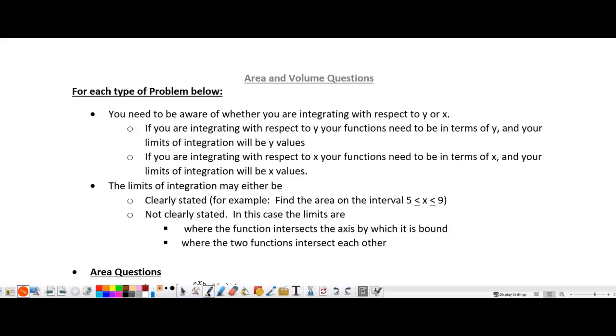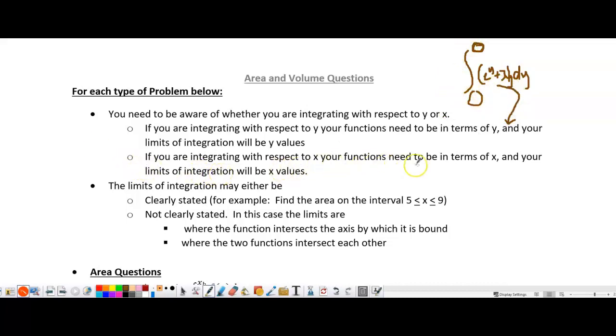So if we are integrating with respect to y, then what goes in here should be some function that has a y in it, for instance, like e to the y plus 3y. Also, the numbers that go here are y values. These are the limits of integration, okay? So that would be an example of integrating with respect to y.